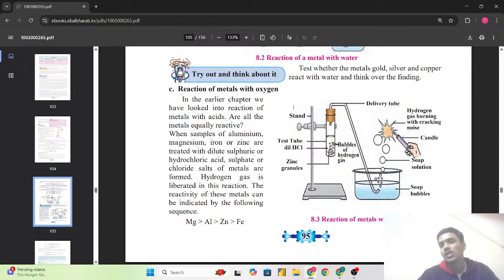So all the metals have been reacted with dilute acid, as we have taken here samples of aluminium, magnesium, iron, and zinc, and treated them with dilute sulfuric acid as well as hydrochloric acid, which is in dilute form. And we have observed that sulfate or chloride salts of the metals are formed. Hydrogen gas is also liberated in this type of reaction.